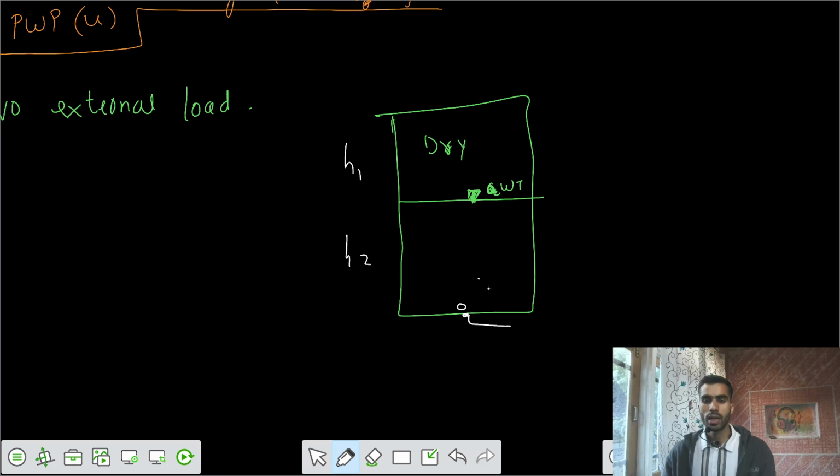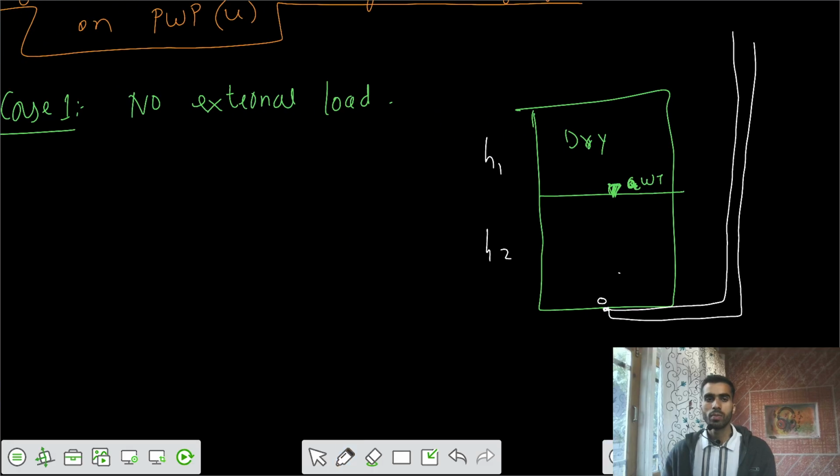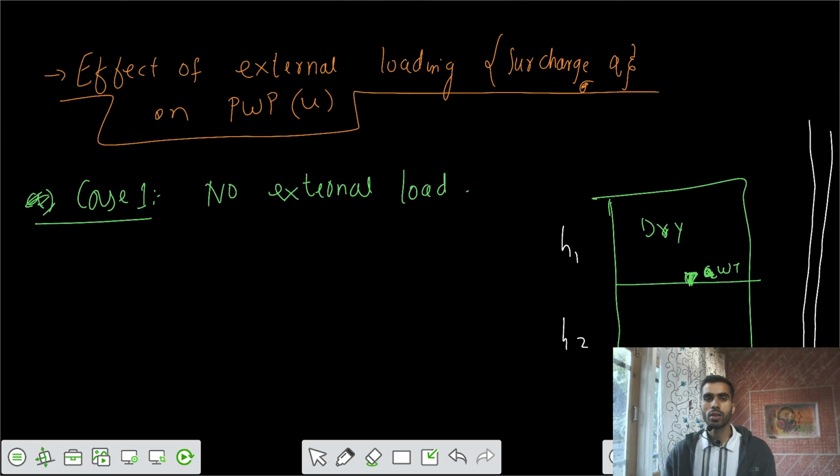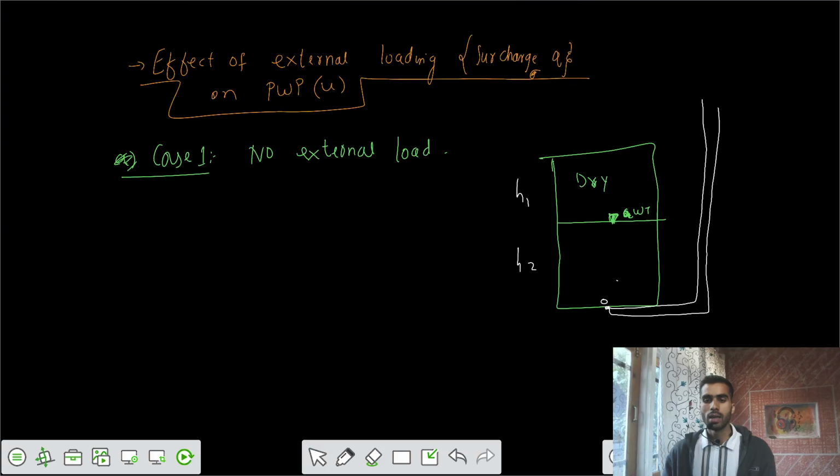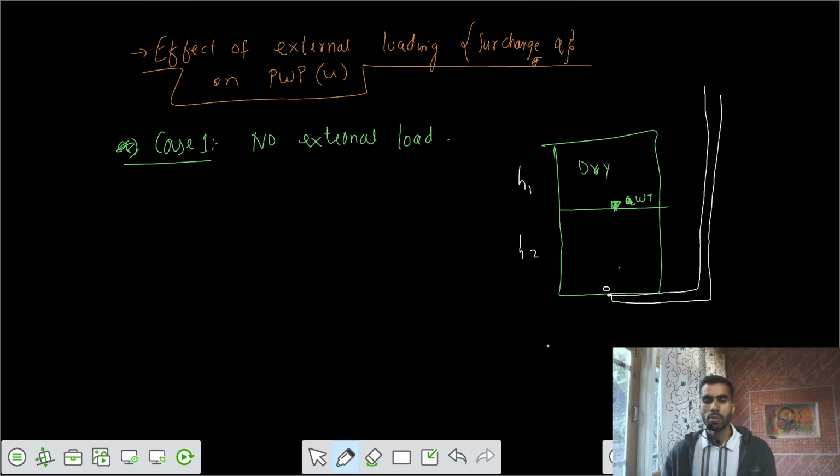So I have to insert a piezometer here. Let's say I have inserted the piezometer. I want to calculate the pore water pressure at this point. If this is the simple case with no external loading, then the rise of water in the piezometer would be up to the level of the groundwater table.